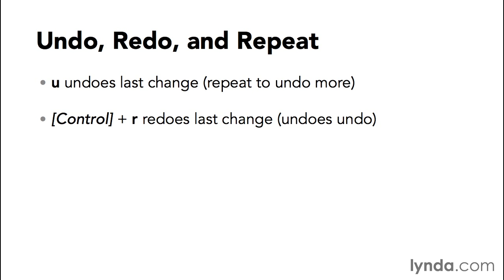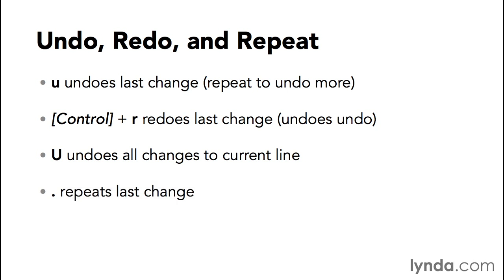So if you type u, it undoes two changes, and then Control R, it redoes those two changes, returning you to where you had been. The Shift U command undoes all changes that you made since coming to the line on which the cursor is currently sitting. And then finally, the period command repeats the last change you made.